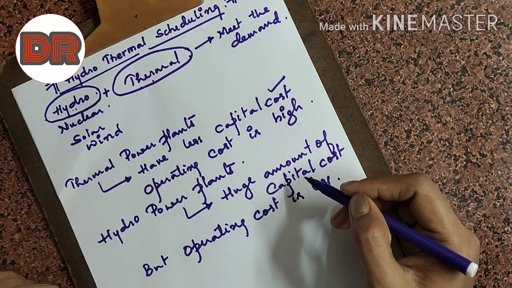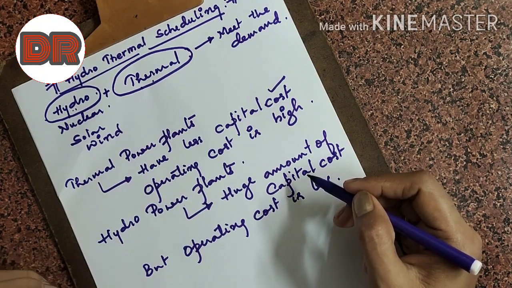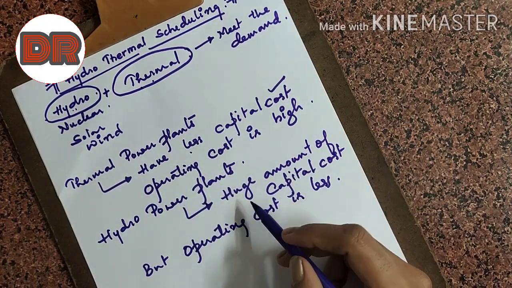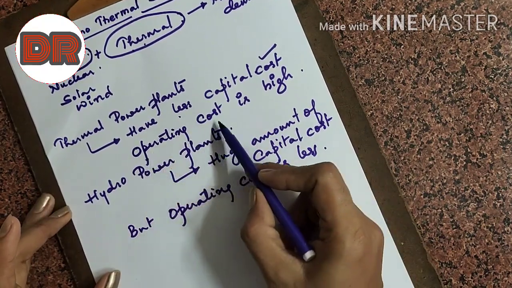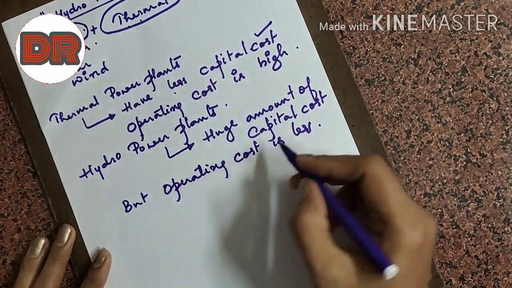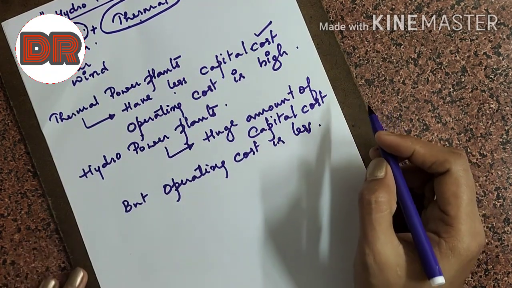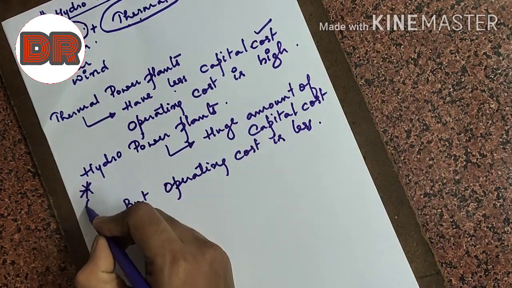With respect to capital cost and operating cost, we can say that the thermal power plants have very less capital cost and hydropower plants have a very high capital cost. But with respect to operating cost, the thermal power plants' operating cost is high, whereas the hydropower plant has less operating cost. But the hydropower plant has some other advantages.